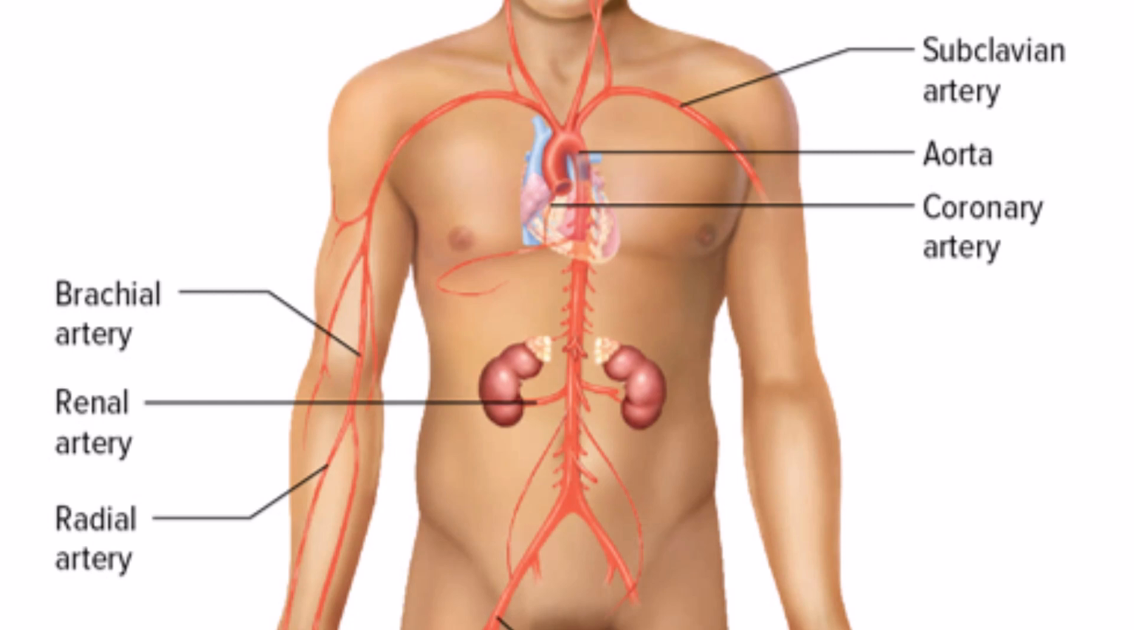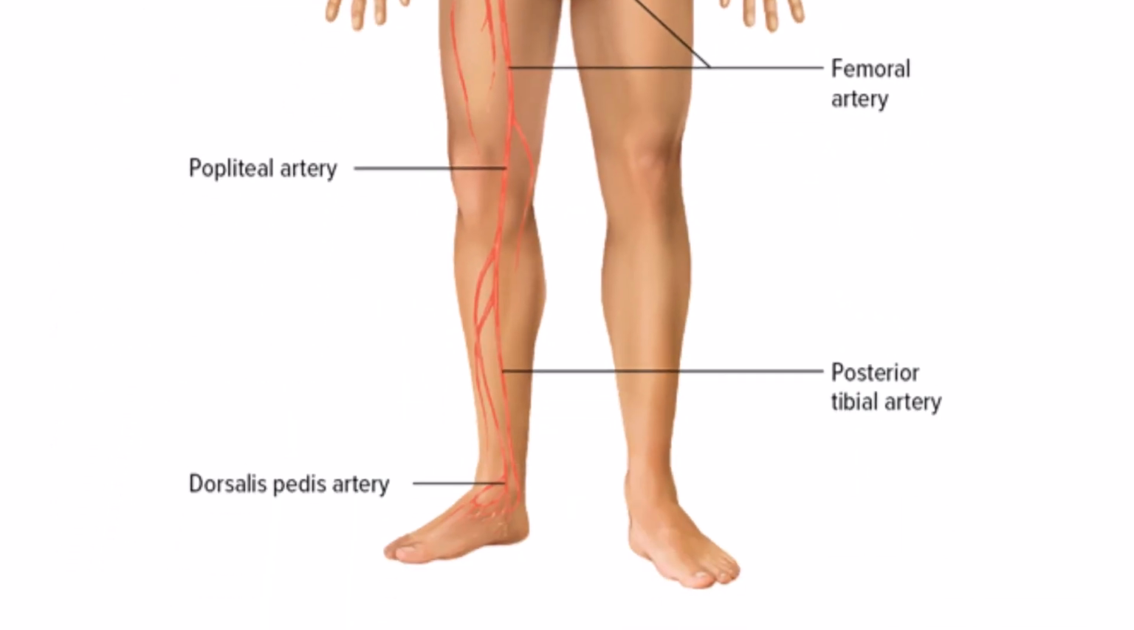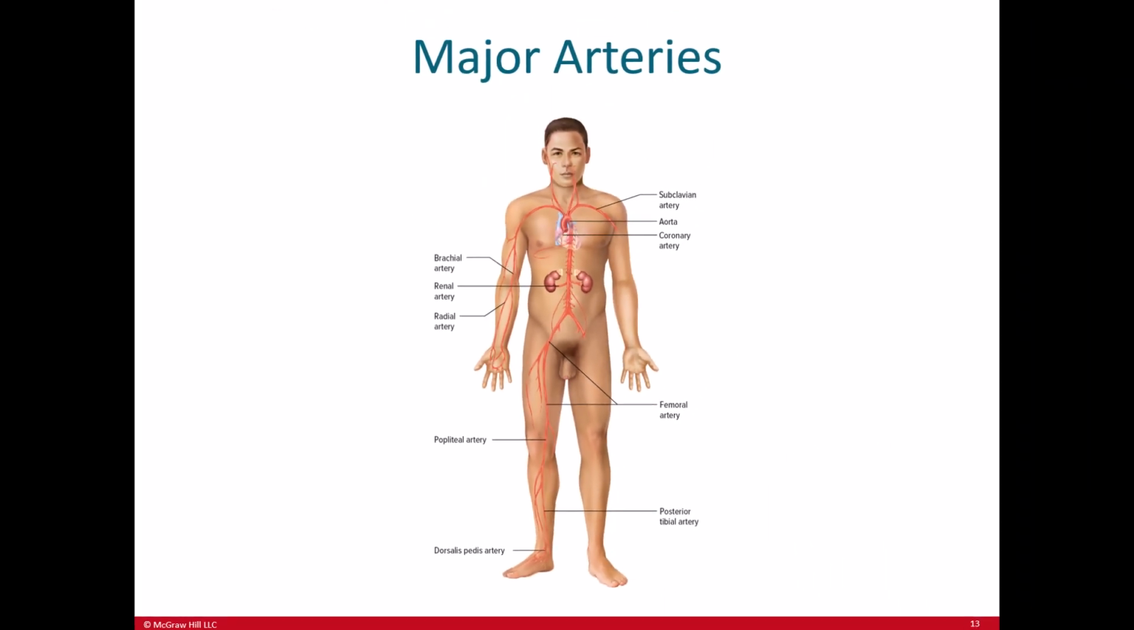Then you can see we are going to the renal artery, which is in the middle with the kidneys, and we'll go back to the arm for the radial artery. Then moving lower, we have the femoral artery. Then we have the popliteal artery that runs behind the knee, and the posterior tibial artery, which goes behind the tibia. And finally, ending with the dorsalis pedis artery.